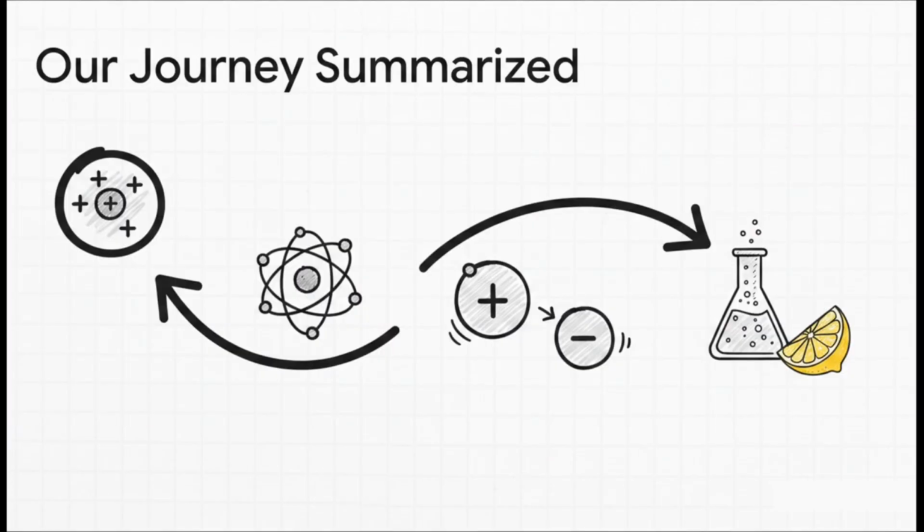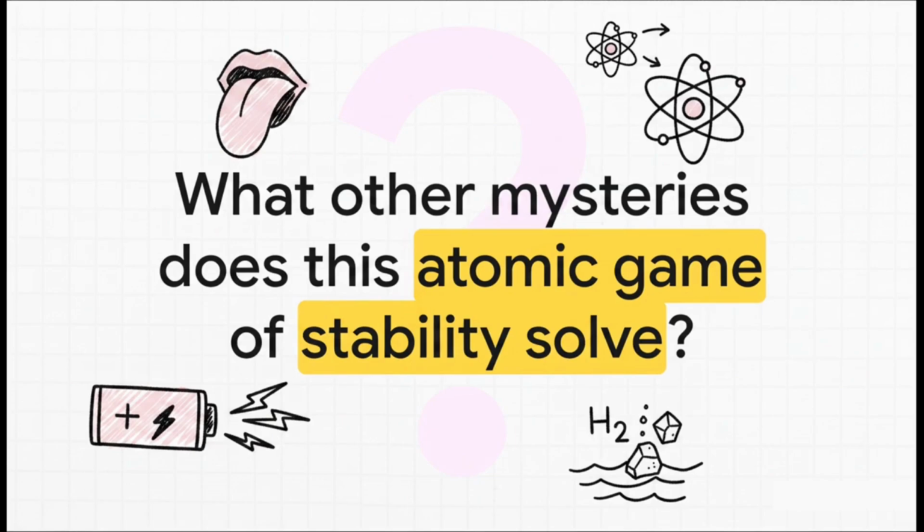So let's just recap our whole journey here. We started in the nucleus, where protons define the element. Then we moved to the electron shells, where that constant quest for stability dictates the atom's entire personality. That quest creates charged ions, and it's those ions that are responsible for the real, tangible properties we experience every single day, like acidity.